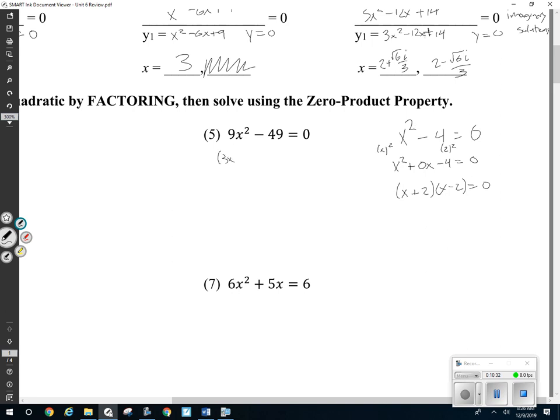This is 3x being squared. This is 7 being squared. I actually could write this as 3x plus 7 and 3x minus 7. Now in this situation, what numbers would make these 0? It's not obvious. So I would just solve these two equations where they're equal to 0. Subtract 7 divided by 3. I get -7/3. Add 7 divided by 3. I'd get +7/3.